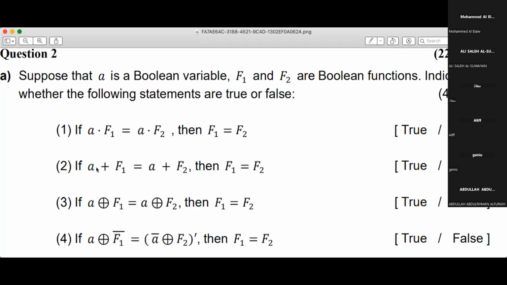The same goes for the second one, because if A is now 1, it's the controlling value for the OR, whereas 0 was the controlling value for the AND, so this statement will be false. However, here the statement is true. Why? Because you can XOR both sides with A, and A will cancel, and you eventually get F1 equals F2.